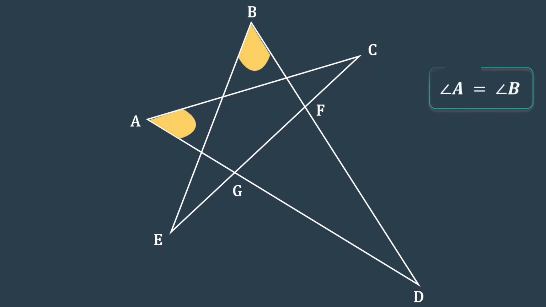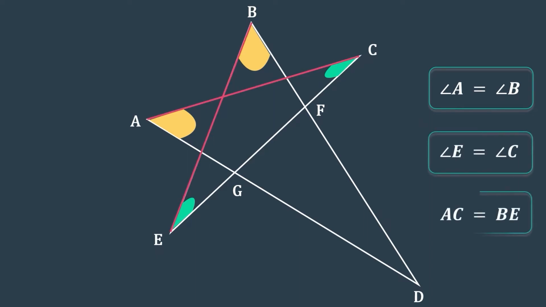Here is our star. We're given three key facts. Angles at A and B are equal, angles at E and C are equal, and the lengths of segments AC and BE are equal. Our mission is to prove that these two segments, AD and BD, are also equal.